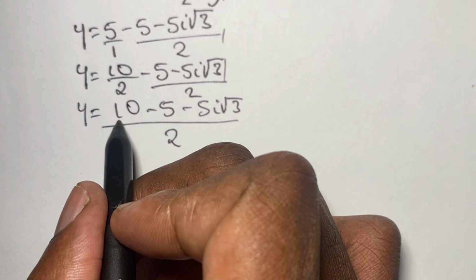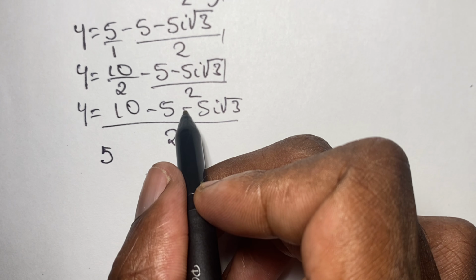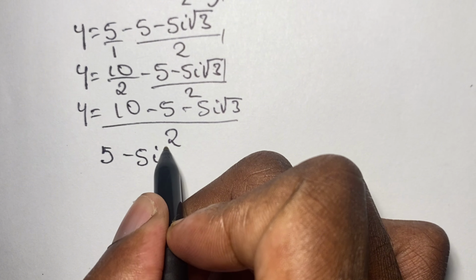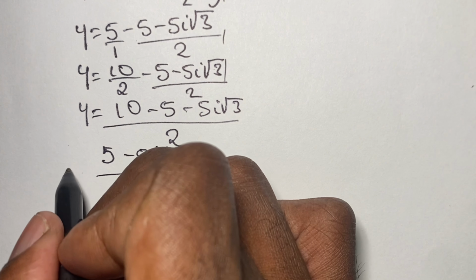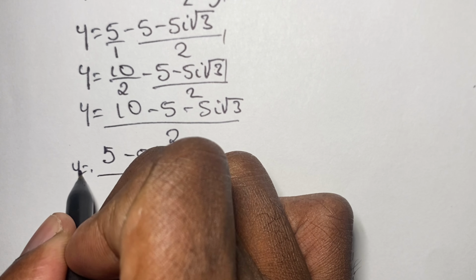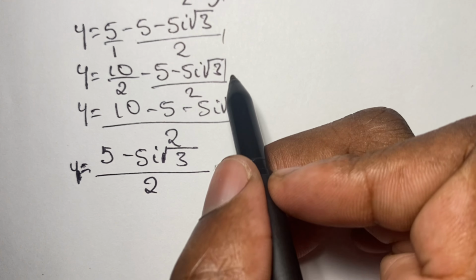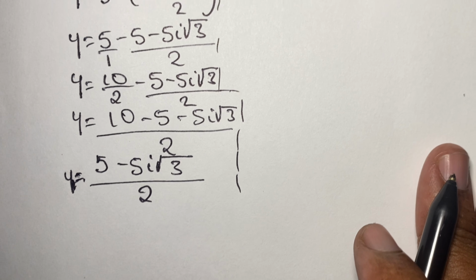And now we subtract like terms, so we have 10 minus 5. 10 minus 5 gives us 5, so we'll have 5 minus 5i times the square root of 3 all over 2. So our first solution of y is equal to 5 minus 5 times i times the square root of 3 all over 2. So now let's look at the second solution of y.